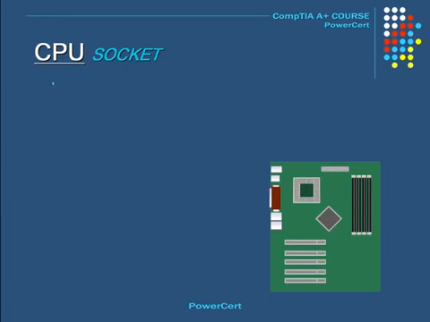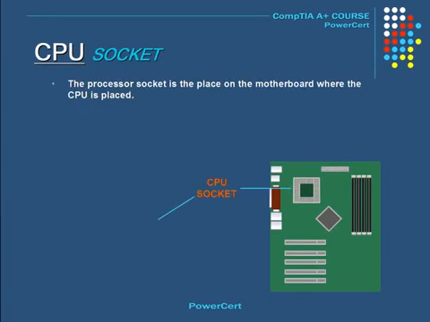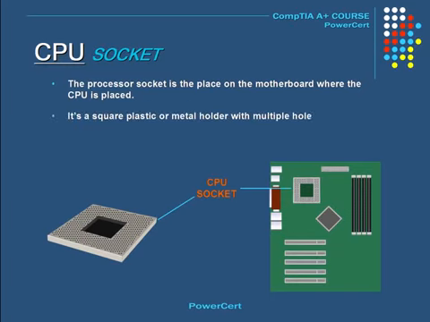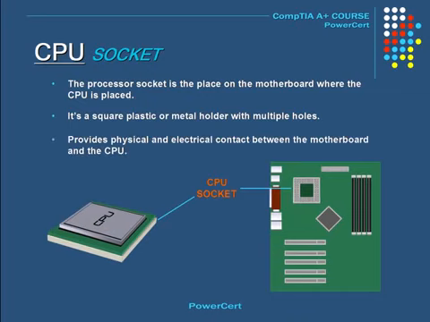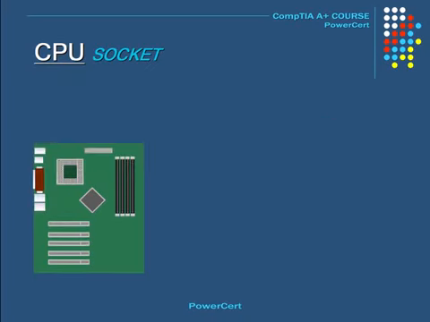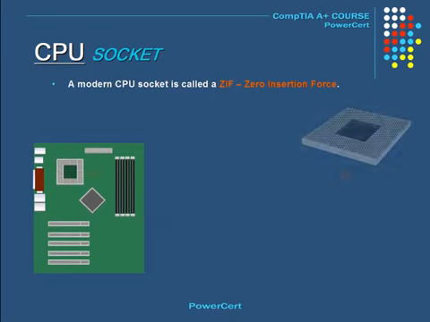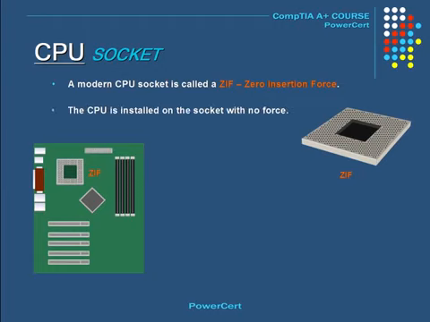The processor socket is the place on the motherboard where the CPU is placed. The socket is a square plastic or metal holder with multiple holes to accommodate the pins on the bottom of the processor. As these holes and pins make contact, they provide physical and electrical contact between the motherboard and the CPU. Modern CPU sockets are called ZIFs, which stands for Zero Insertion Force, which basically means that the CPU is installed in the socket with no force. It just drops in the socket easily.